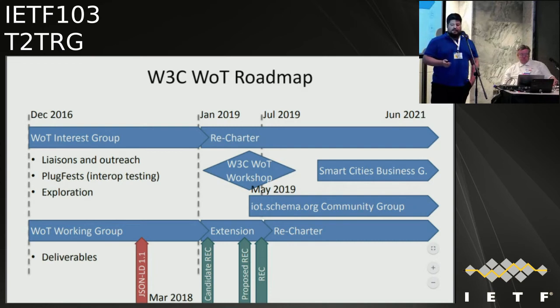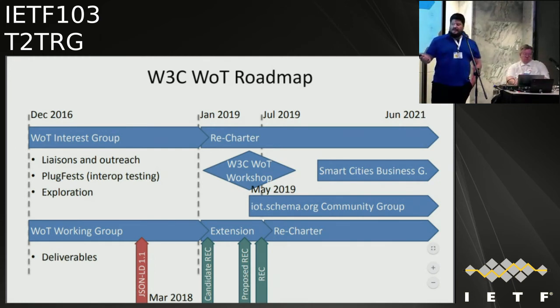And the tight schedule that we have now is that at the end of January next year, we want to have a candidate recommendation. That means this is what the working group proposes and basically has to freeze the document. And then we have to go into the testing phase. We have to show that there are at least two different implementations for each of the features that we define in this recommendation track document.